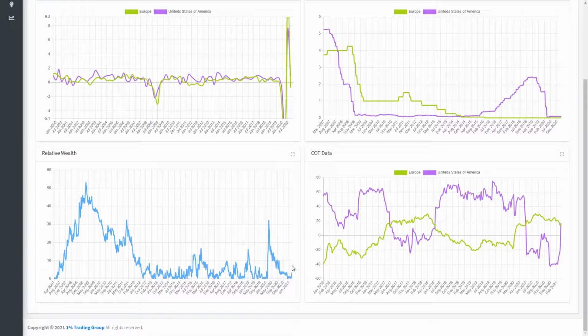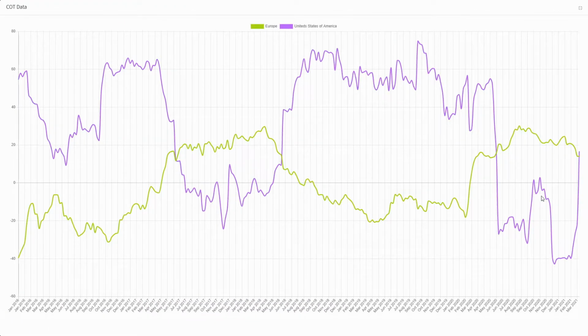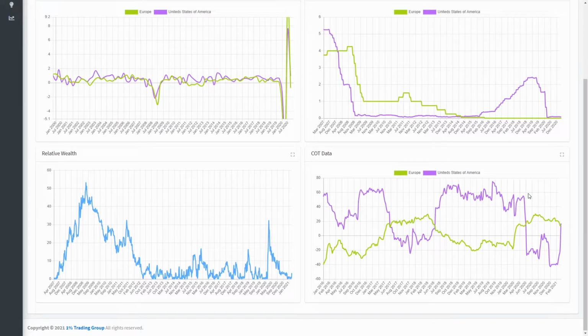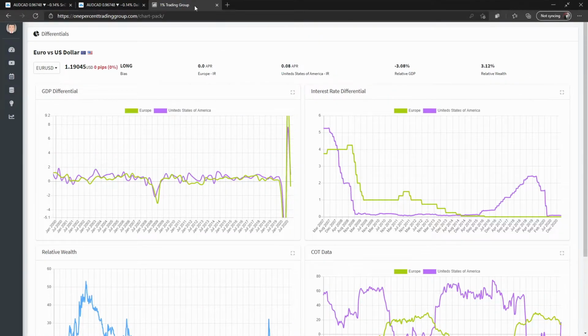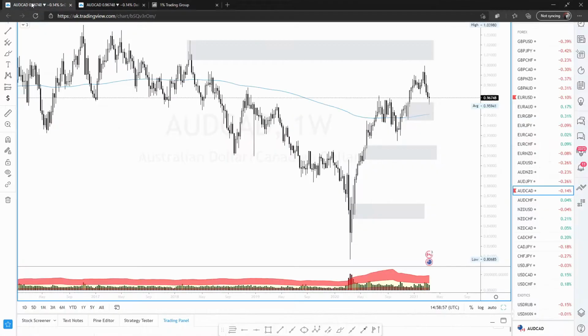Relative wealth is 3.12% richer than the United States dollar. So we have had relative wealth for the euro. But we have seen a big surge of smart money buying the United States dollar compared to the euro. They're still high, but look at this big surge right here compared to the euro. So we had a big increase in this, right? So now that we've gathered all the evidence for the fundamentals, we can go over to the monthly.